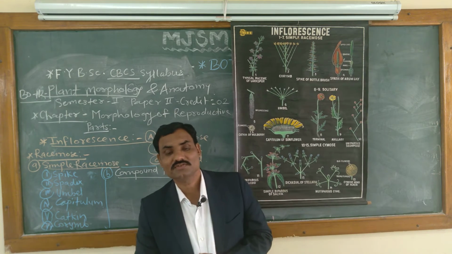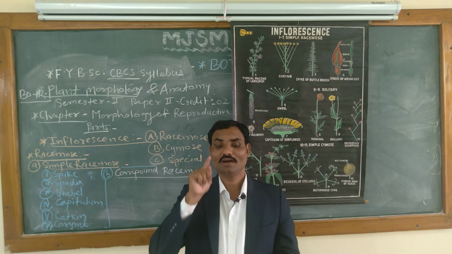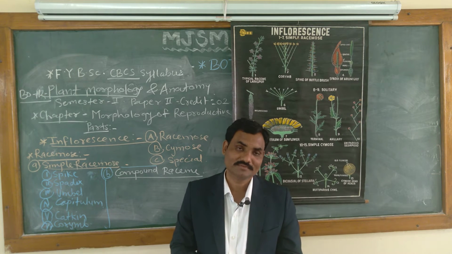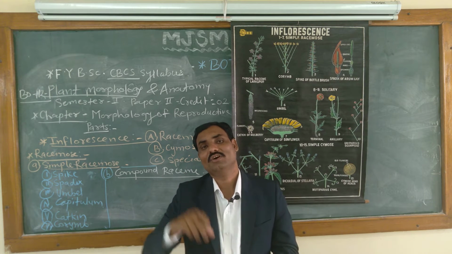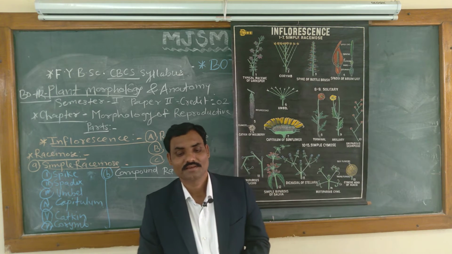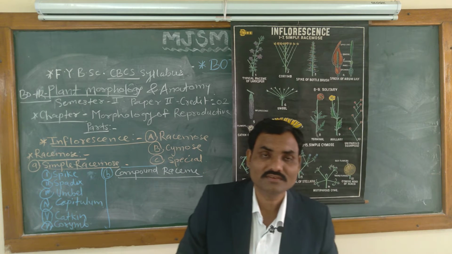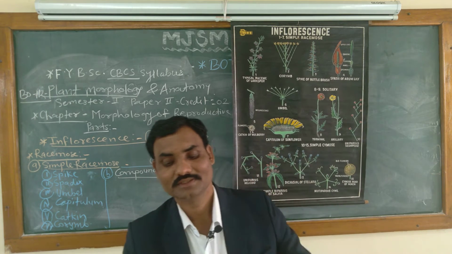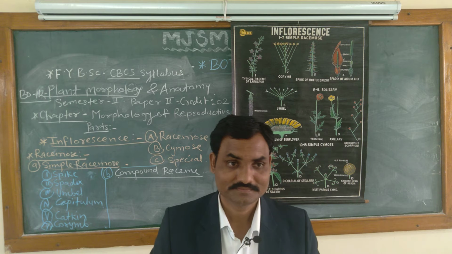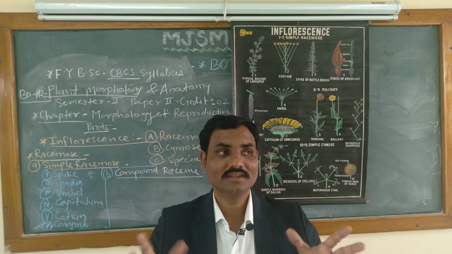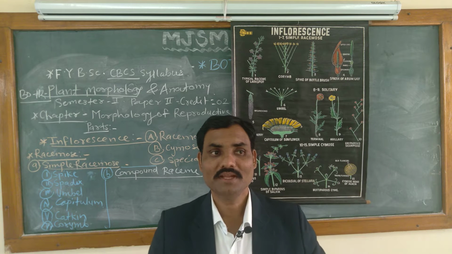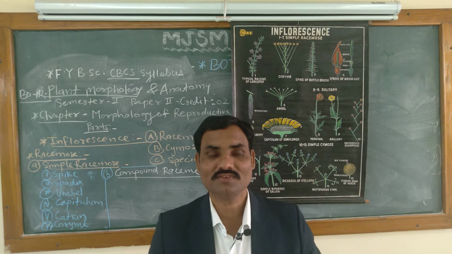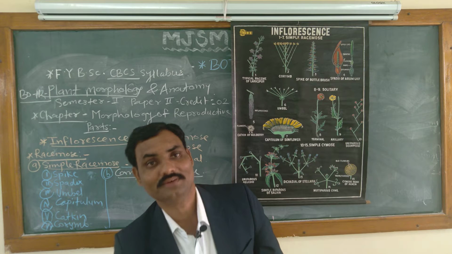Then rachis or peduncle is the main axis of the inflorescence. That is called the peduncle or the rachis. Then inflorescence is the branch with a cluster of flowers. Means in inflorescence there is a cluster of flowers. There are many flowers, they come together and form a structure, and that structure is called an inflorescence.